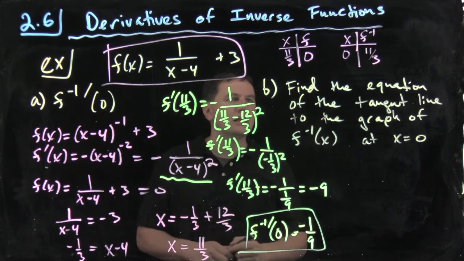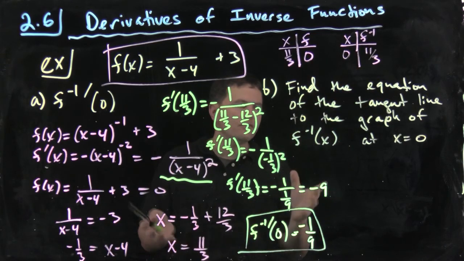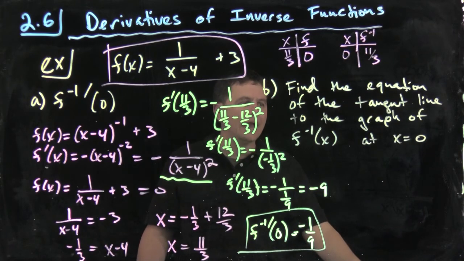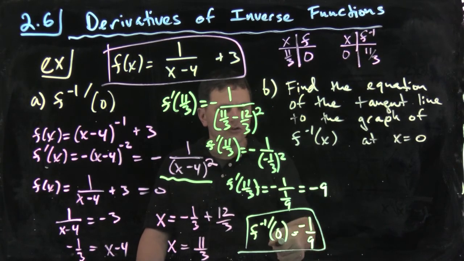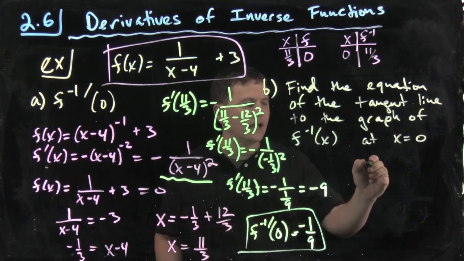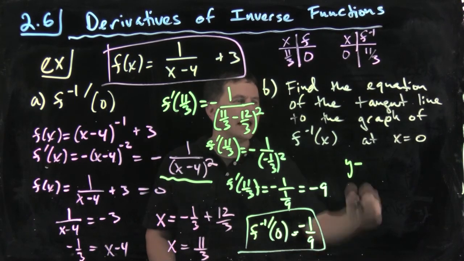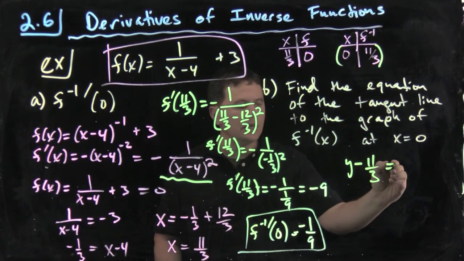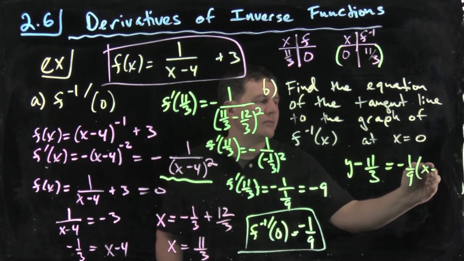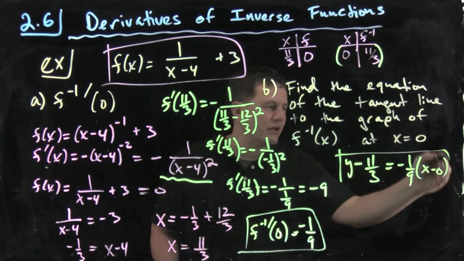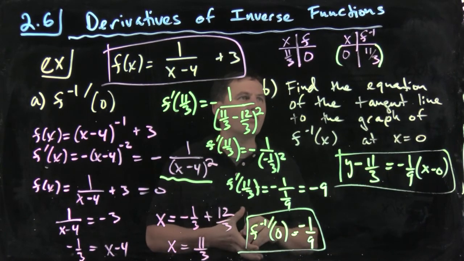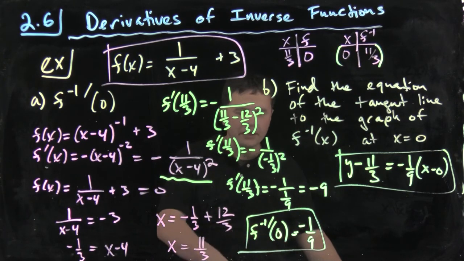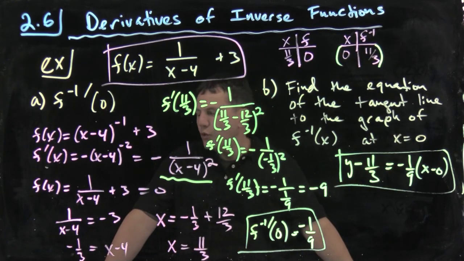Okay, so now let's take a look at this one. Actually, this is going to be easy. We've done all the work here. Find the equation of the tangent line to the graph of the inverse at x equals 0. So we already took the derivative at 0. So what I have is y minus, and we have this point, right? So that'll be y minus 11 thirds equals negative 1/9 x minus 0. Now that I realize it, I could have just written that in slope-intercept form because this is the y-intercept, but it doesn't matter. That's a perfectly fine form.